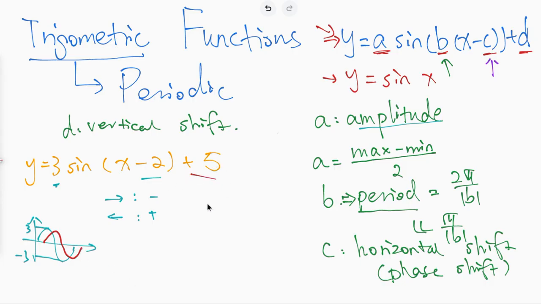And then the plus 5. Plus 5 denotes a vertical shift, and if it's moving up, it will be positive, and if it's moving down, it's negative. Since it's a plus 5 here, it means that we are shifting the whole graph 5 units upwards. So the final graph will look like this, but this will be only a portion. And here, the b value would be 1, which is to say that the period would simply be 2 pi over 1, which is 2 pi. So the period for this function would be 2 pi.